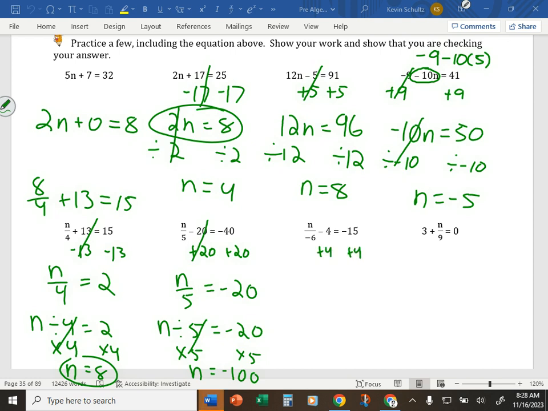Add 4 to both sides. Negative 4 plus 4 equals 0. Opposite operations cancel out. We're left with n divided by negative 6. Negative 15 plus 4. Think about which direction to go.